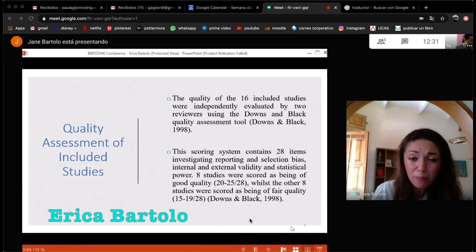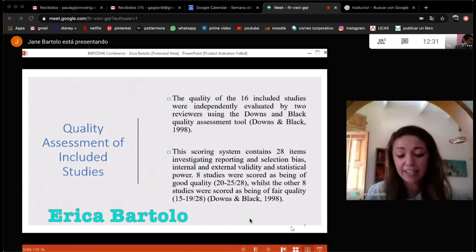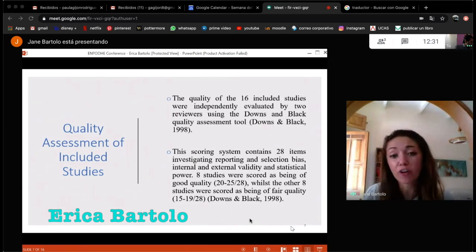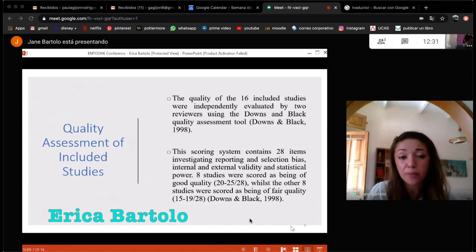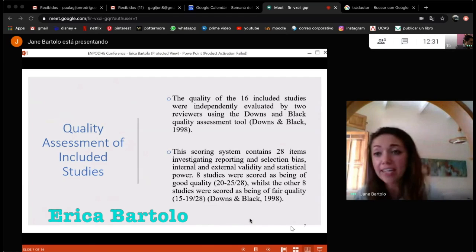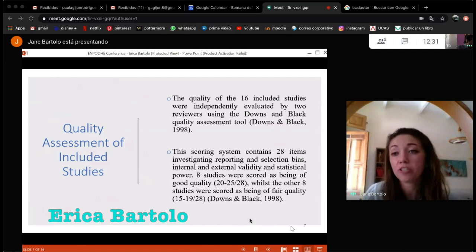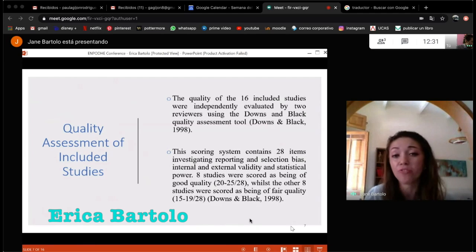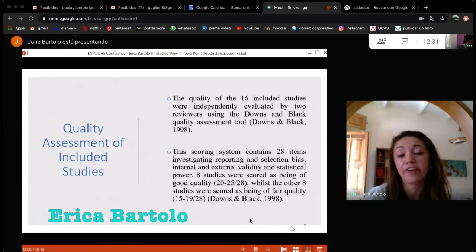There were problems with internal and external validity, since most studies did not provide information as to whether participants were representative of the whole population or if they were recruited from the same population. Another problem was that most studies only partially addressed confounding variables, especially when it comes to excluding peripheral arterial disease.